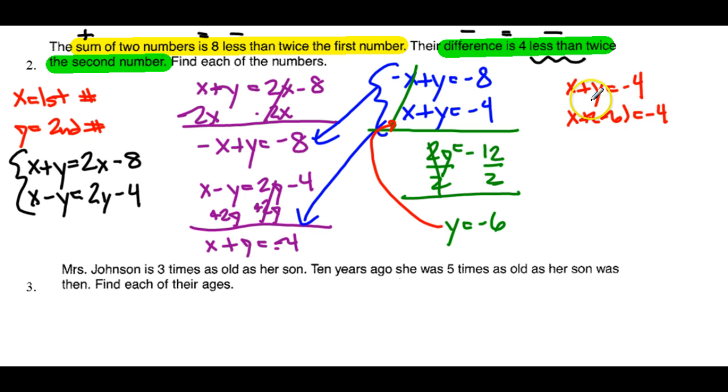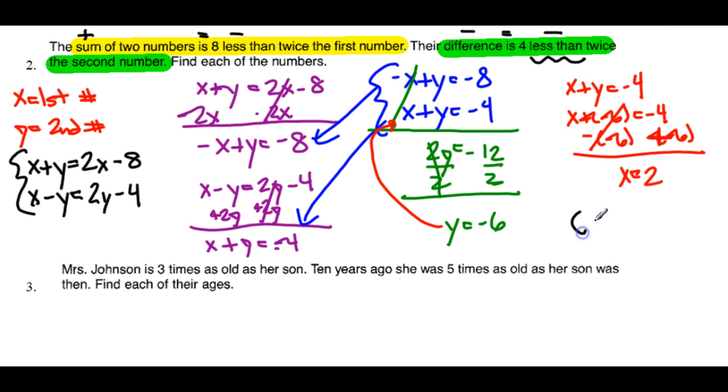Alright, now the opposite of adding a negative 6 is subtracting a negative 6. You could do that another way too. But I'm going to subtract negative 6 from both sides. If I read it, negative 4 minus negative 6, minusing a negative is really adding. So negative 4 plus 6 is positive 2.